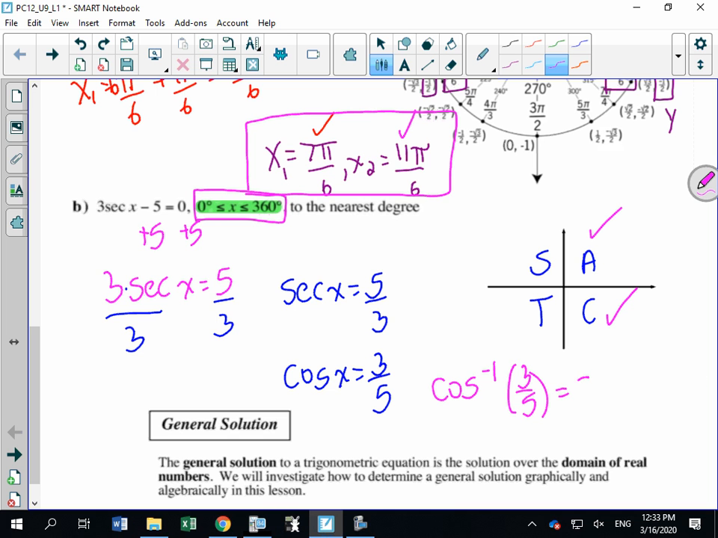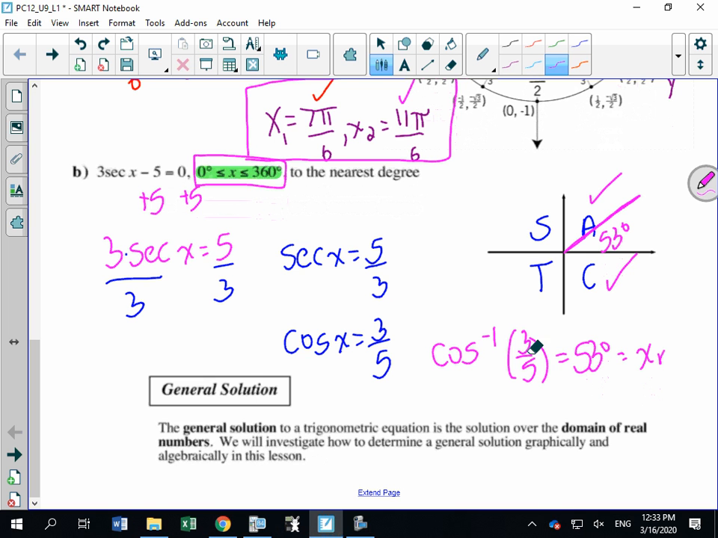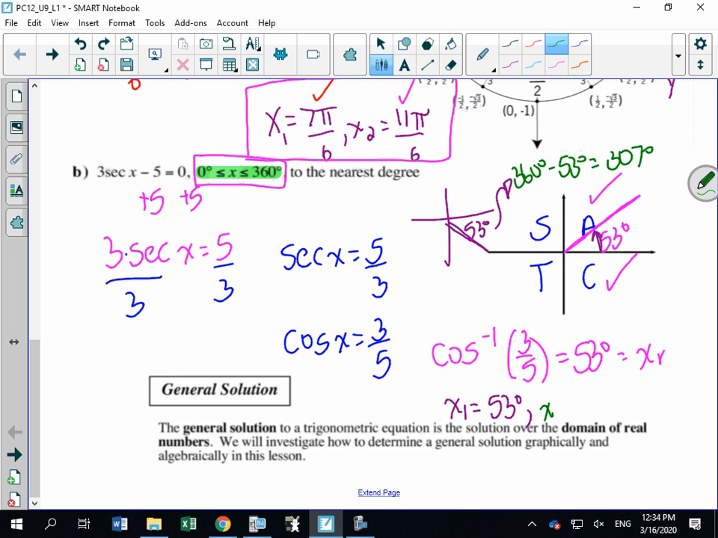So I will write down 53 degrees. One of my solutions is right here. The reference angle is 53 degrees, so 53 degrees is equal to xr. That's our reference angle. This question has two answers. x1 is equal to 53 degrees. And then my second solution is in quadrant 4. If I put my angle in quadrant 4, this rotational angle would be 360 degrees minus 53 degrees, which is equal to 307 degrees. And I'll denote that as x2, 307 degrees.